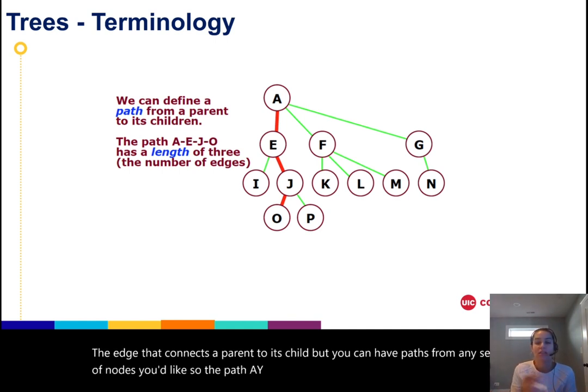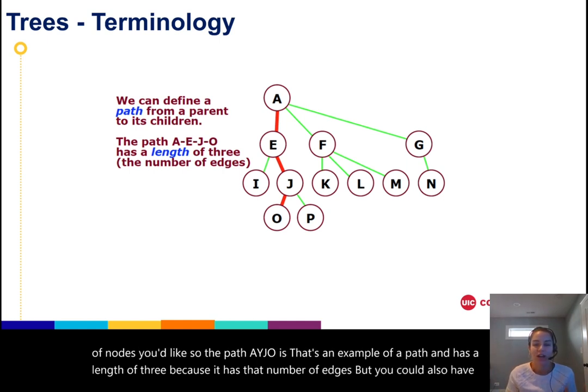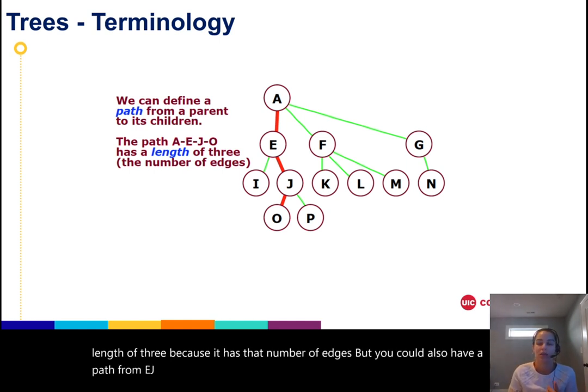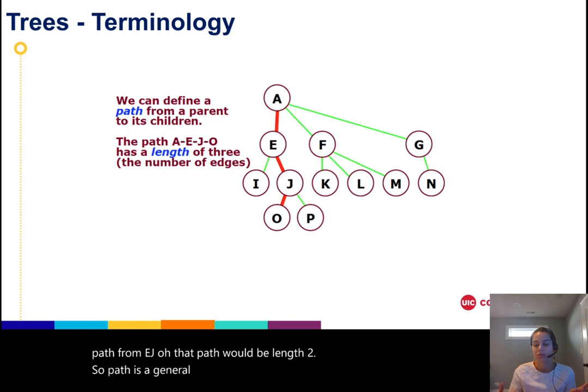So the path AEJO, that's an example of a path, and it has a length of 3 because it has that number of edges. But you could also have a path from EJO. That path would be length 2. And so a path is a general word for the distance between two nodes.